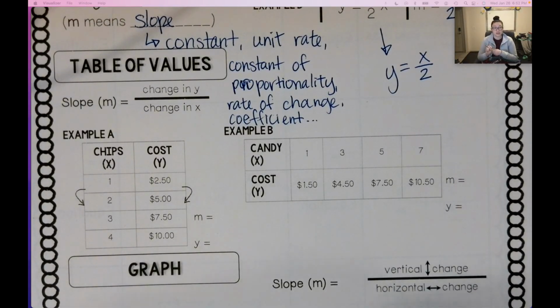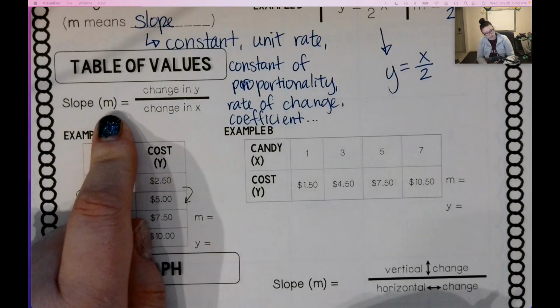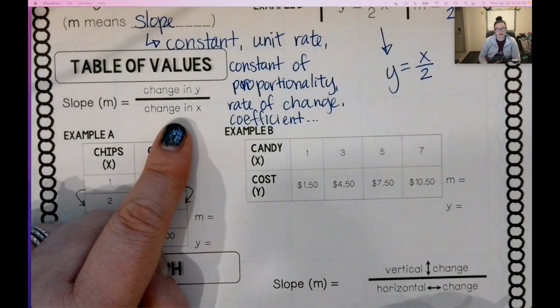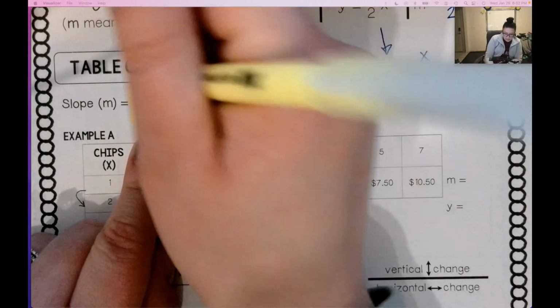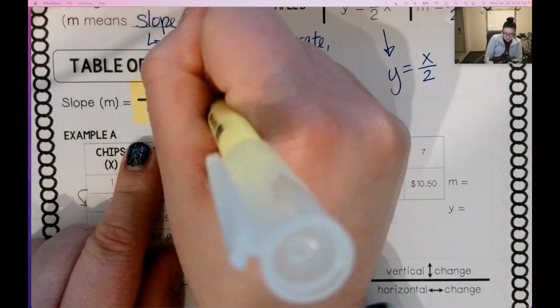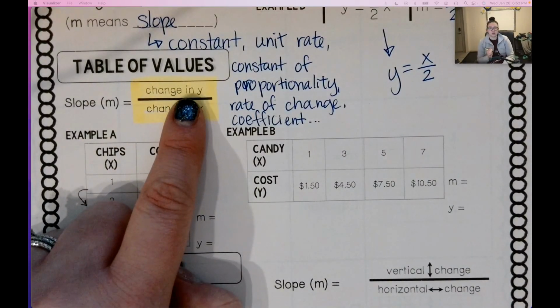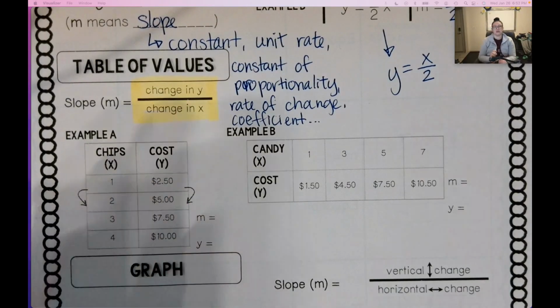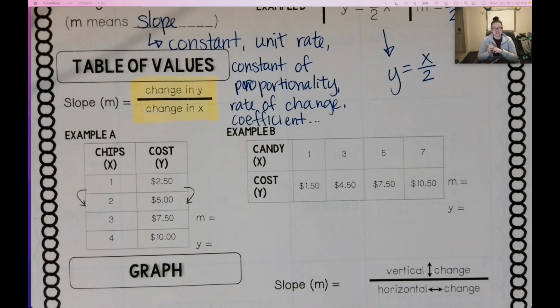So now when we're finding slope in a table, to calculate our m, our unit rate, our constant of proportionality, our rate of change, our coefficient, we have a formula to help us figure this out. We need to turn this into a fraction. We're going to take the change in our y's for our numerator and put the change in our x's over our denominator. It's how things change from one point to the next on our table.